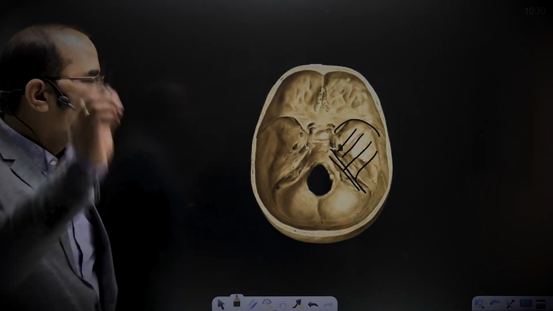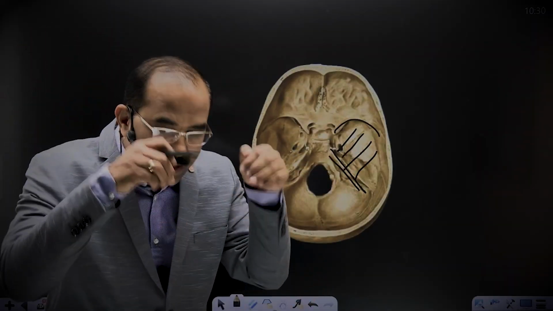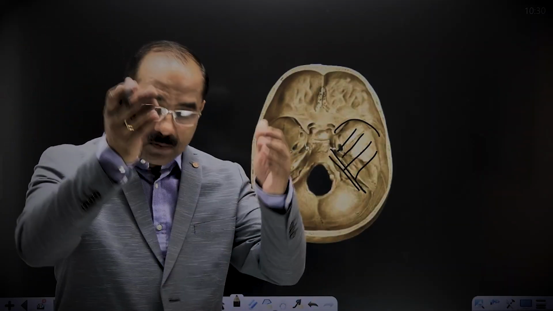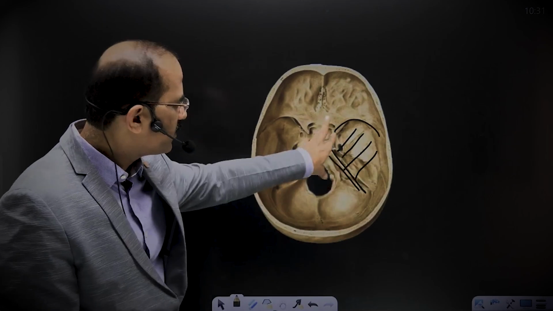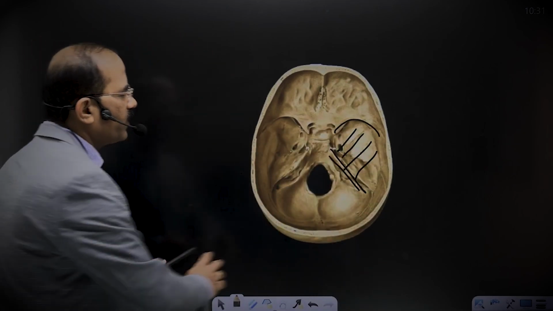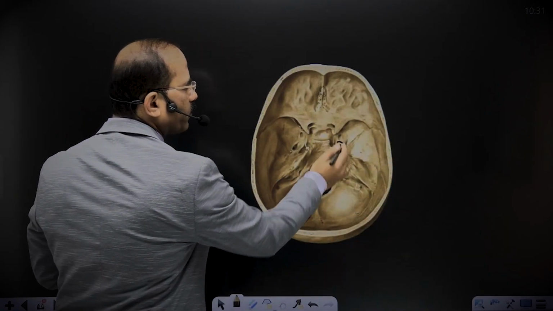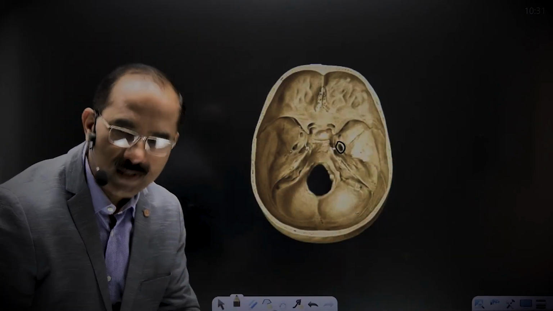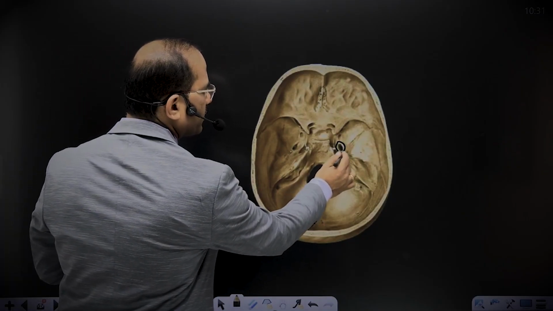Greater wing. So students, if I go down through this greater wing of sphenoid, I'm right into the infratemporal fossa. Are you following this? And in this greater wing of sphenoid, can you see this foramen? What is this foramen? That's the foramen ovale.